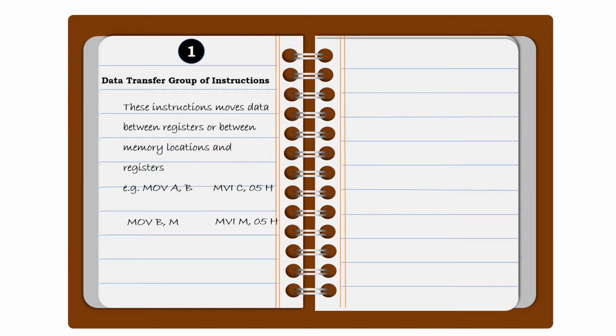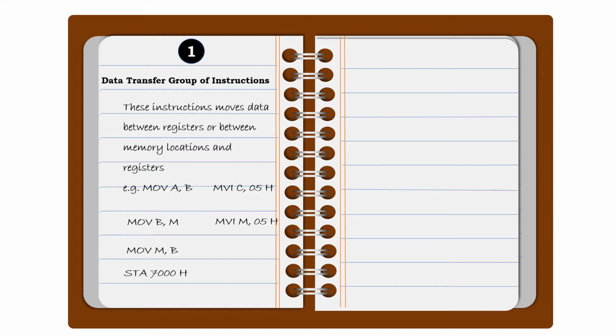Now the next instruction is MVI M, 05. This instruction is the same as the previous one, but instead of using a register, I am using the memory. So I can transfer data directly to the memory which is pointed to by the HL pair. Then MOV M comma B.